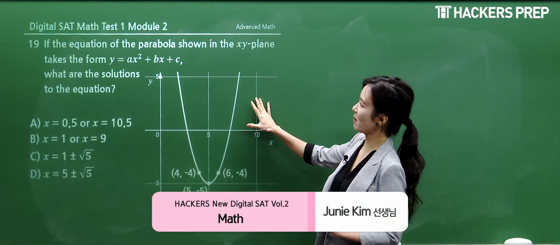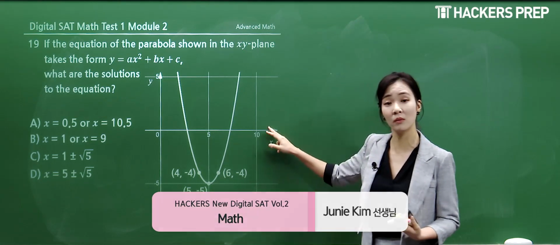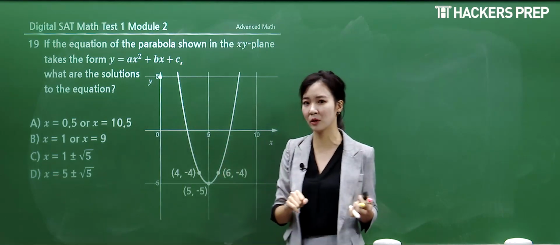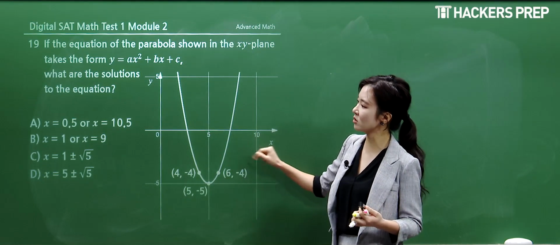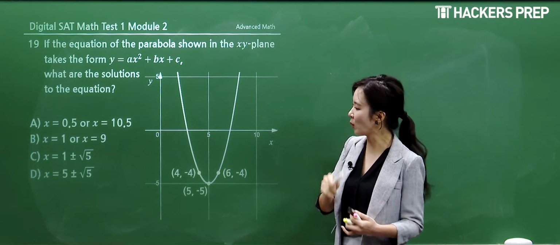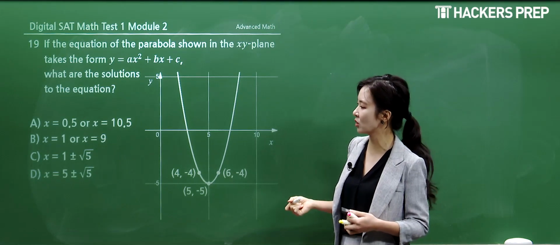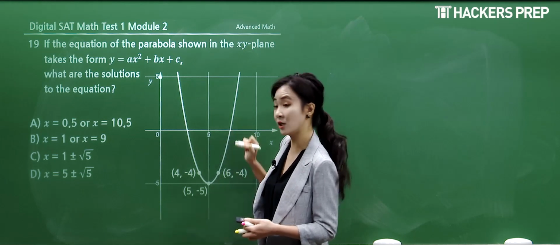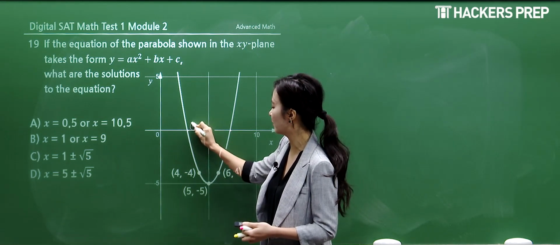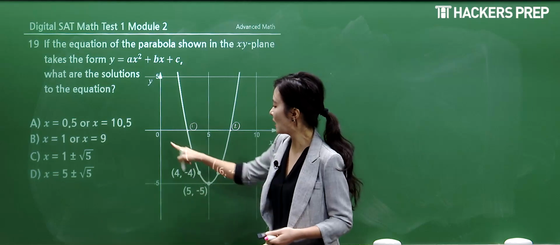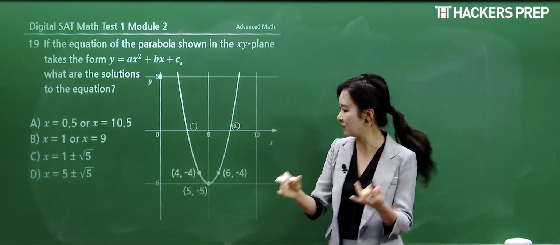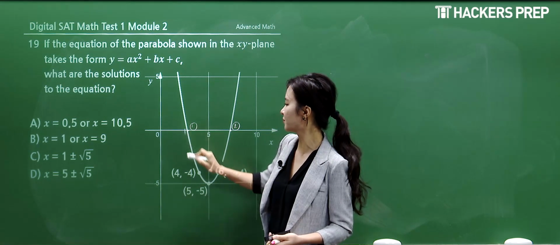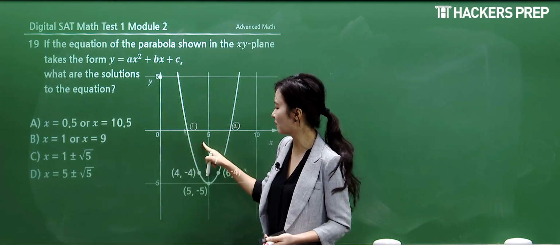If the equation of the parabola shown in the xy plane takes the form of y is equal to ax squared plus bx plus c, a very typical quadratic equation there, what are the solutions to the equation? Now, one way that we can find the solutions by looking at the graph would be the point of x-intercept, okay? So here we have number 1 and number 2 here. If you just take a look at the x value visually, it seems like the x coordinate should be somewhere around 2.5, or the middle of 0 and 5, okay?